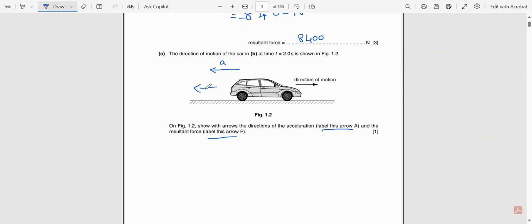So the force will also be, acceleration and force both will always be in the same direction. But the direction of motion will be opposite to the force and the acceleration. So this will be capital A, because they are asking us to label capital A.